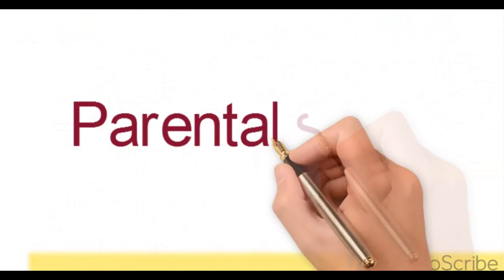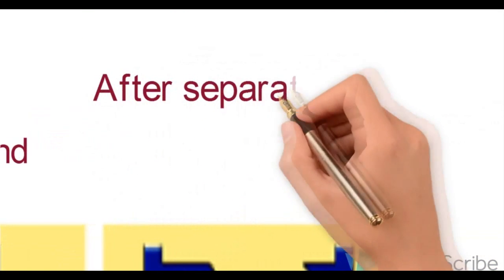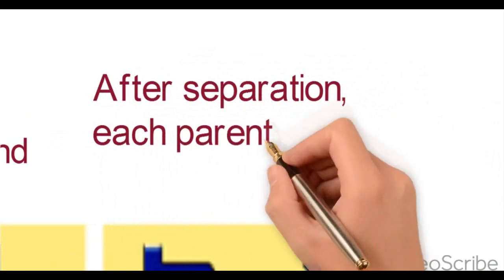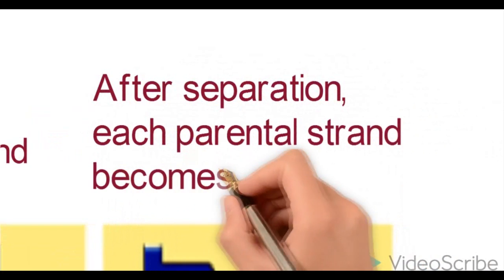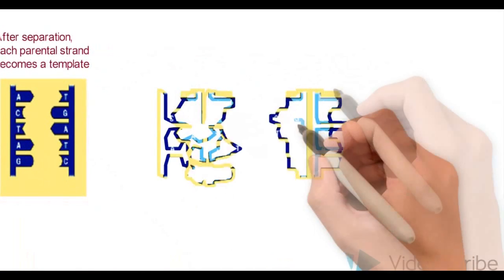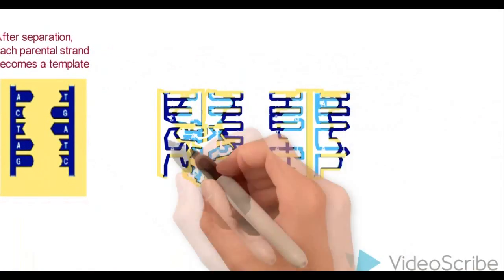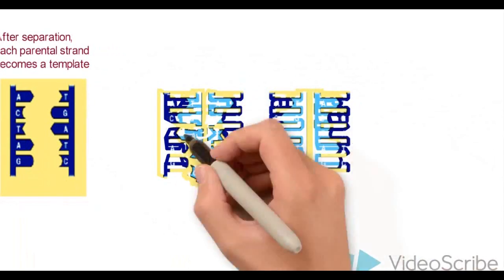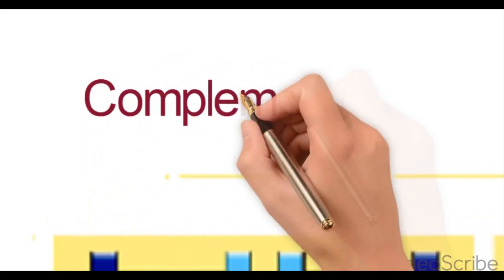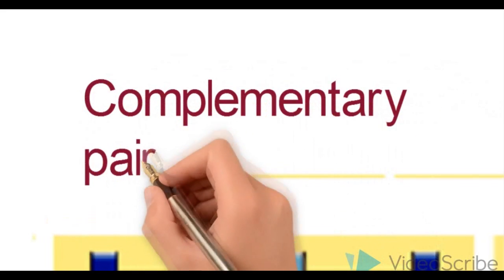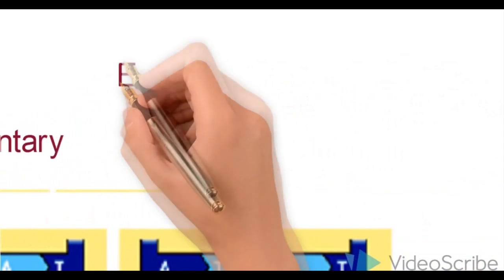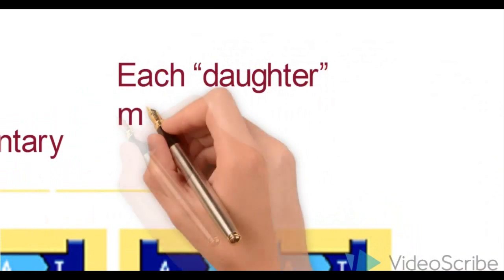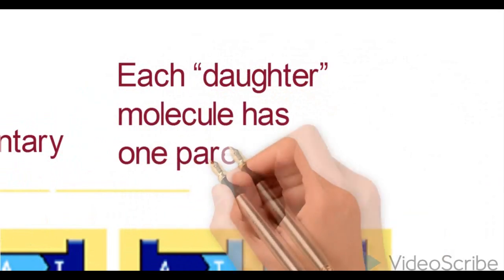The next one is after separating. So here we use a helicase. Each parental strand becomes a template. And then next you see here, it's a new strand with a mother strand. So it's a daughter strand with a mother strand. So in short we say it is complementary pairing. And here in the end we see each daughter molecule has one parental strand and one new strand.